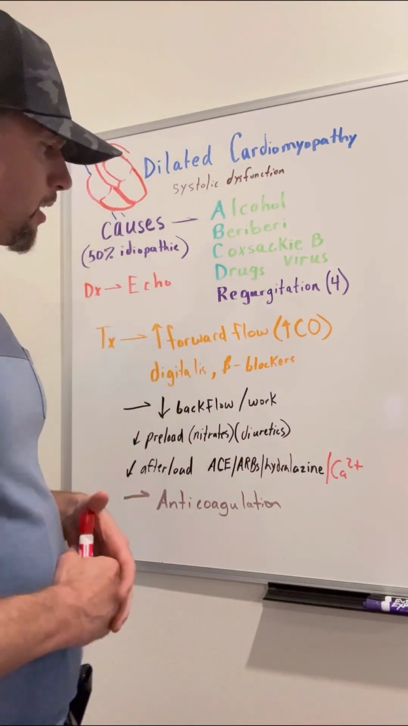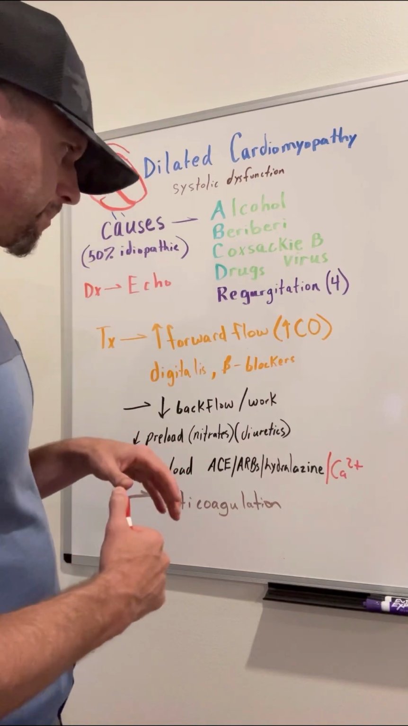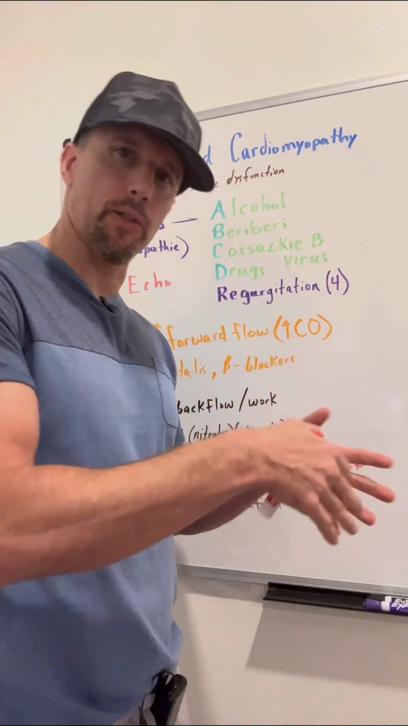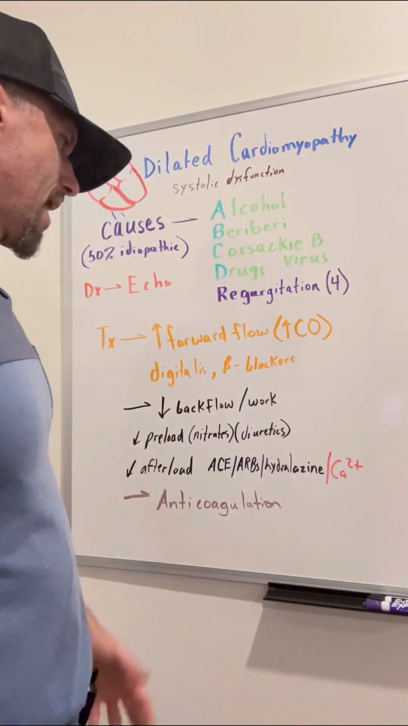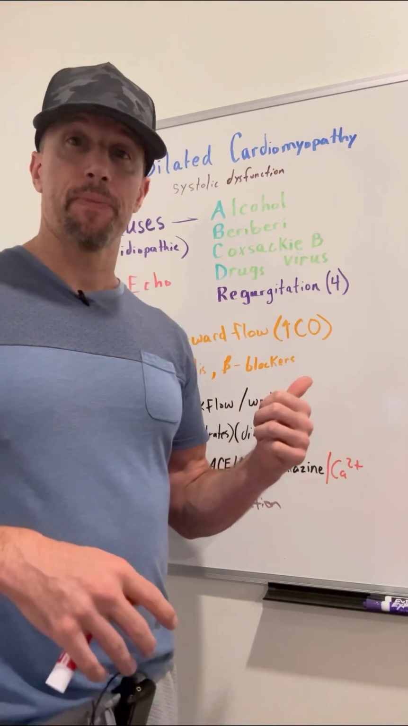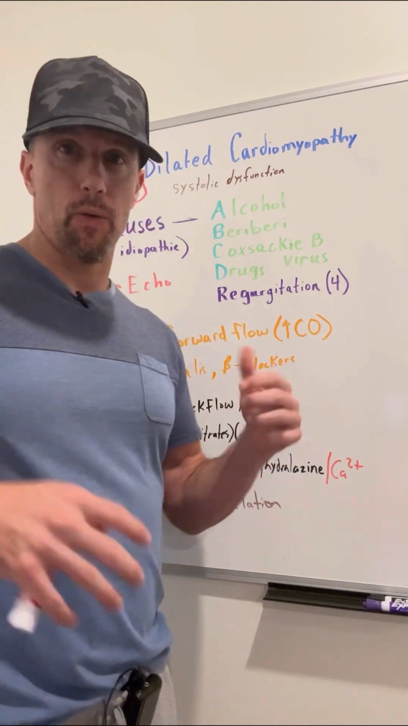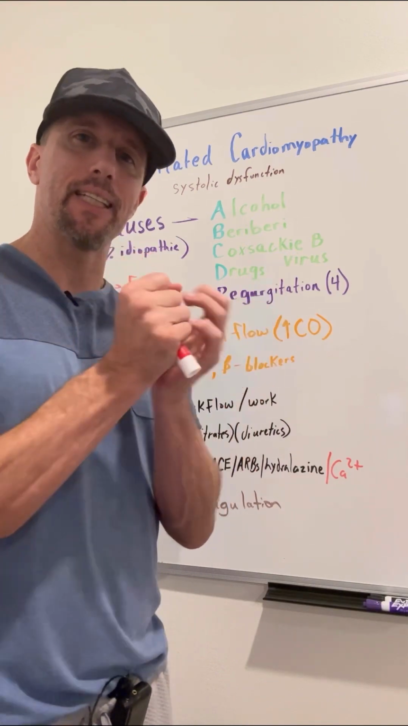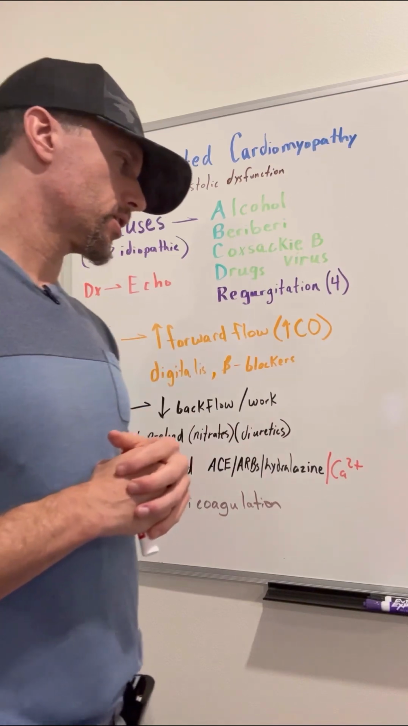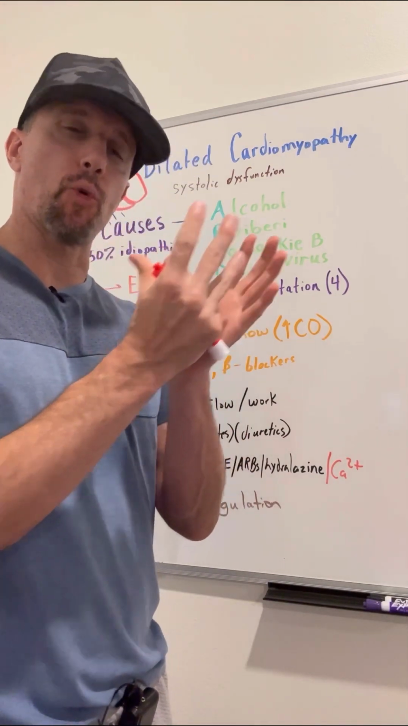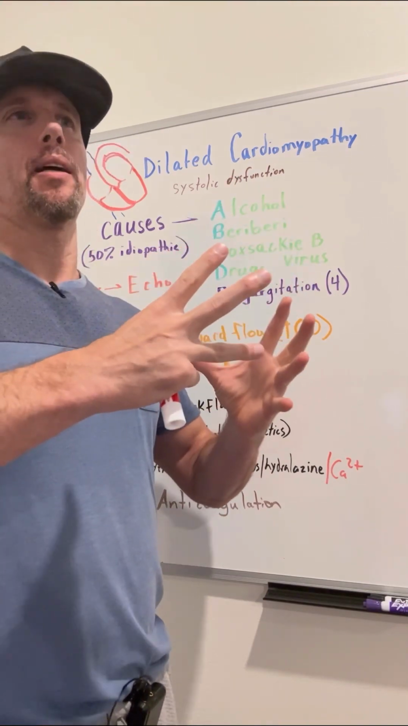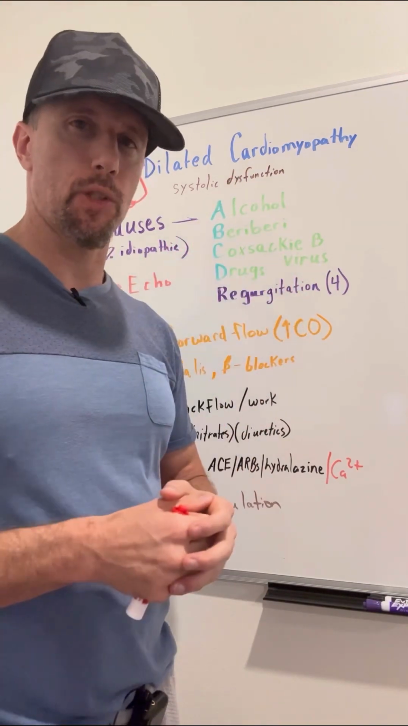So treatment, there's a couple things we want to do. We want to increase forward flow because we want increased cardiac output to perfuse our muscles and perfuse our organs. So how can we increase cardiac output? One is through digitalis. Digitalis is an inotrope, and that's going to cause increased contractility, and so you're going to get a stronger squeeze. And then beta blockers, if you get more filling or more time for filling, Frank-Starling law to some extent will help get a stronger squeeze.